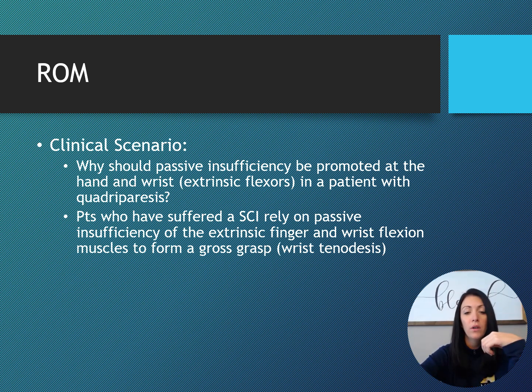And then some other things too, patients who have suffered a spinal cord injury rely on passive insufficiency of the extrinsic finger and wrist flexion muscles to perform a gross grasp. So that would be the wrist tenodesis. Okay, so make sure you look over those.